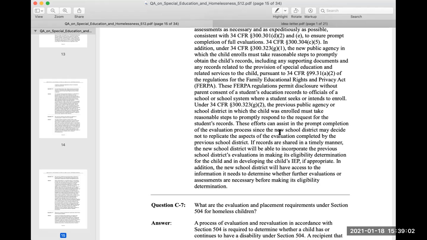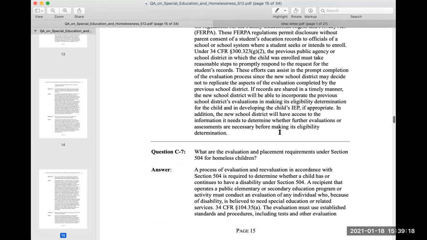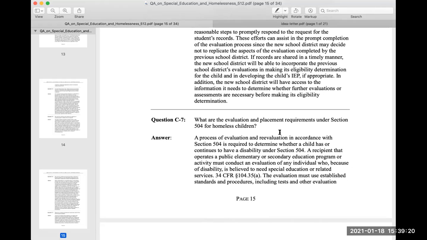These efforts can assist in the prompt completion of the evaluation process, since the new school district may decide not to replicate the aspects of the evaluation completed by the previous school district. If records are shared in a timely manner, the new school district will be able to incorporate the previous school district's evaluations in making its eligibility determination for the child and in developing the child's IEP, if appropriate. In addition, the new school district will have access to the information it needs to determine whether further evaluations or assessments are necessary before making its eligibility determination.